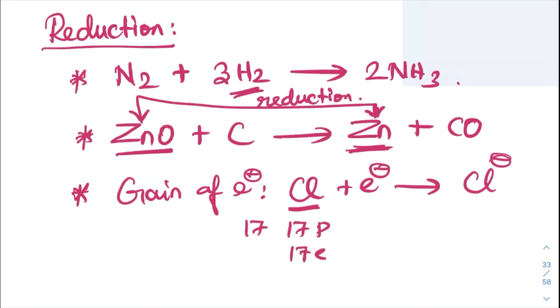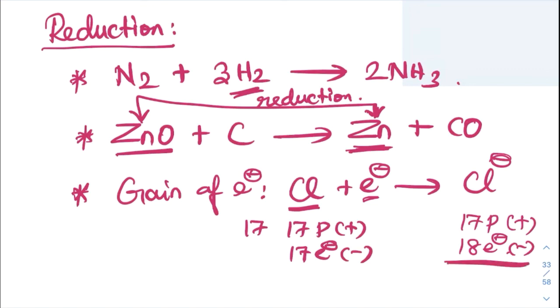Here chlorine has atomic number 17, 17 protons and 17 electrons, that is positive charge and negative charge. When we add one more electron, the protons do not change, but electrons become 18. Which charge is greater, positive or negative? Negative is greater, by 1 unit. So we should write it as Cl minus ion. So the formation of chloride ion from chlorine atom is an example for a reduction reaction.